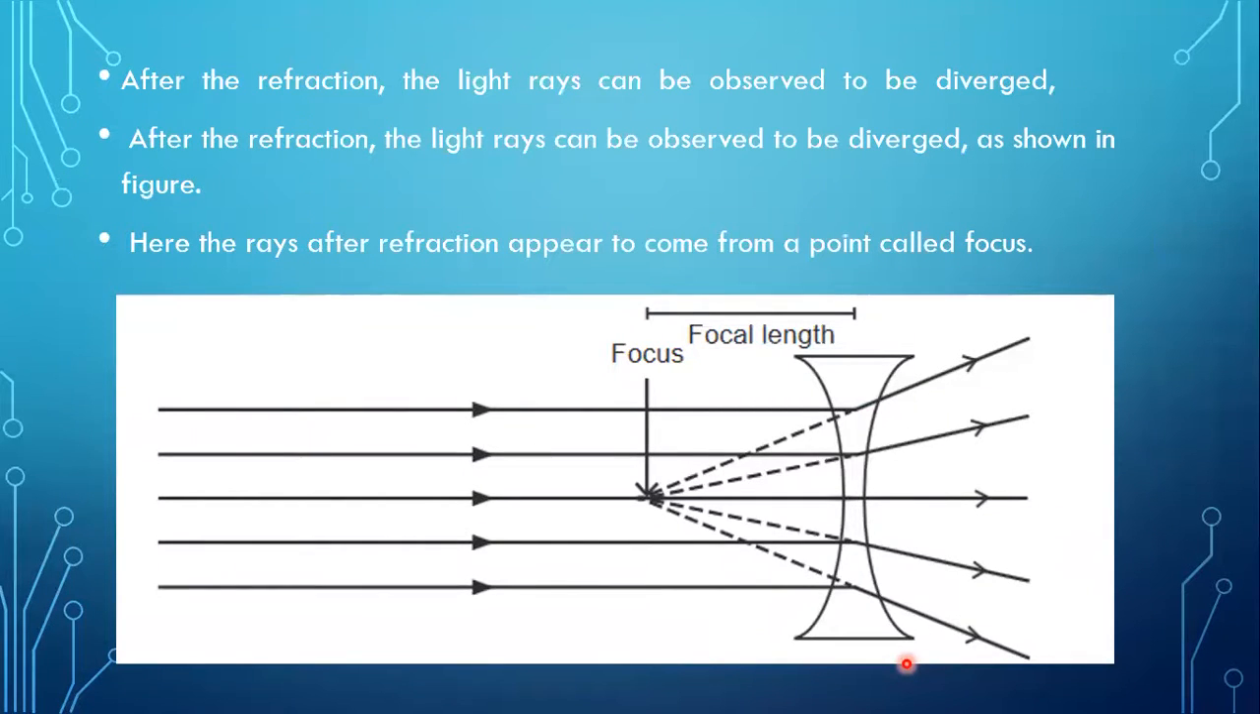Here you can see a concave lens. After the refraction, the light rays can be observed to be diverged, as shown in the figure. Here the rays after refraction appear to come from a point called the focus. Here, this is the focus.